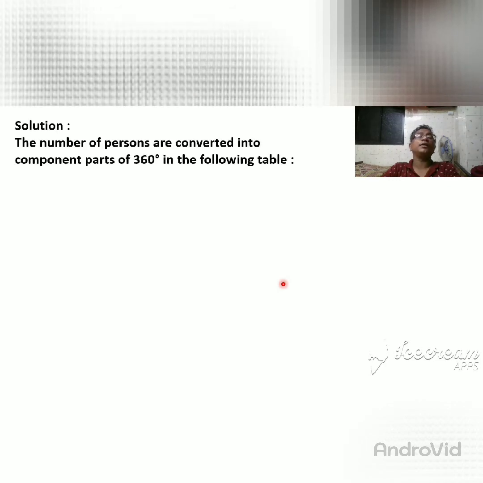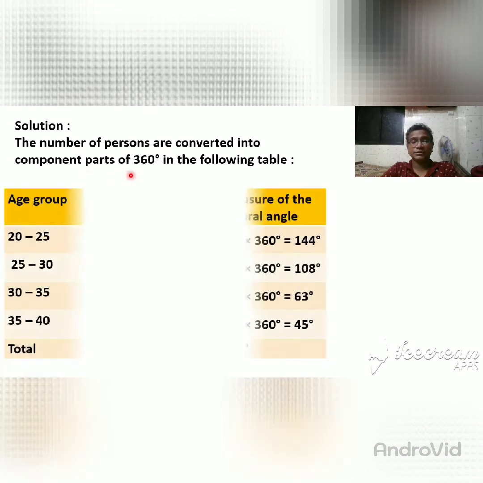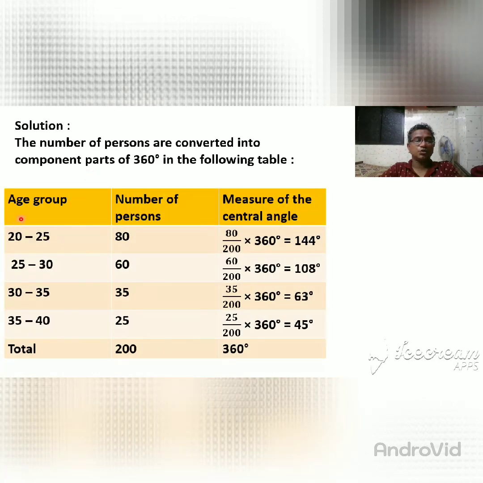So with the help of that we can draw the pie diagram. All of you know, in a pie diagram we draw a circle. The angular measure of the circle is 360 degrees. So age group is 20 to 25, number of persons 80.